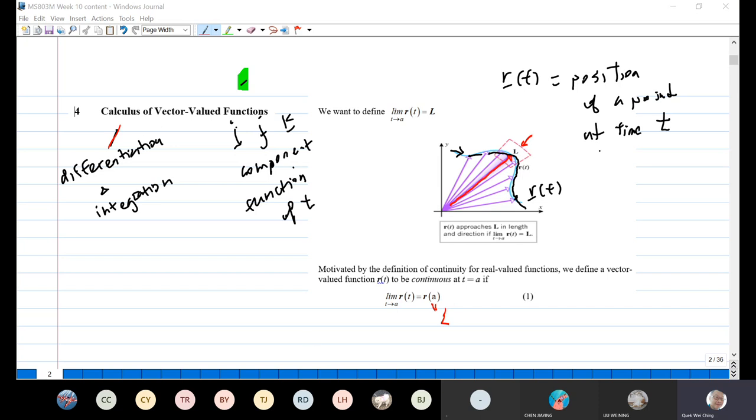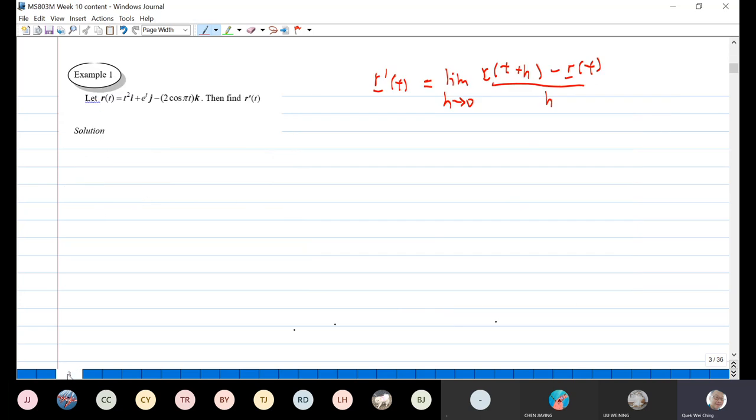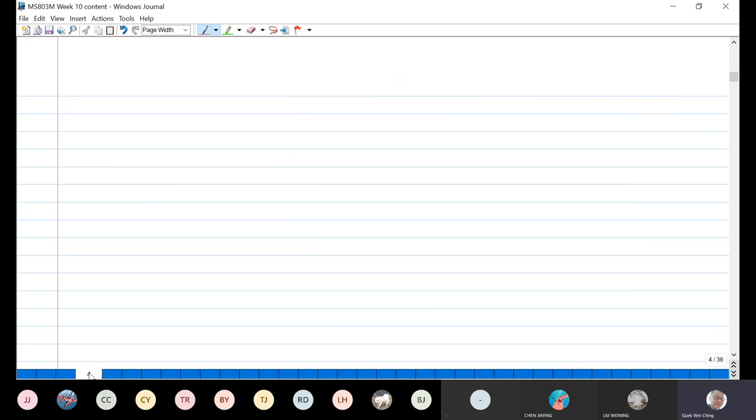All right, let's go back to the slide. I finished the first page already. I move on to the next page. Anytime you don't understand, you can stop me straight away. So this time I'm going to talk about differentiation.